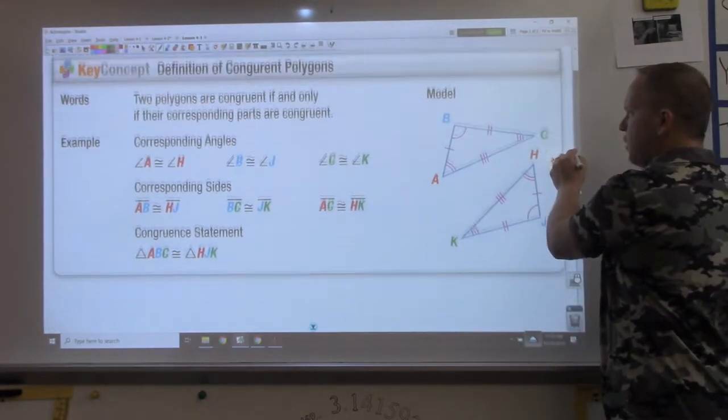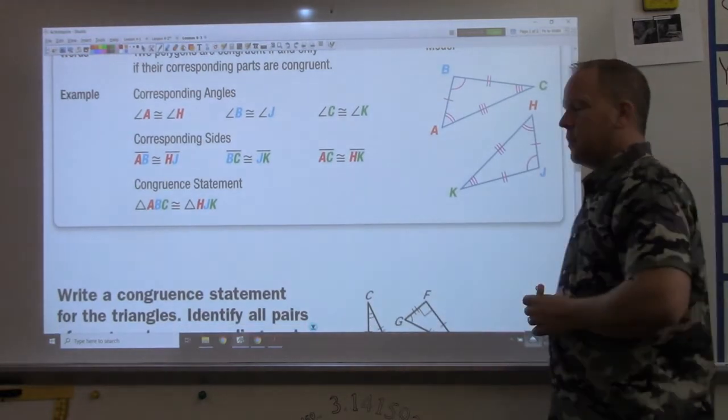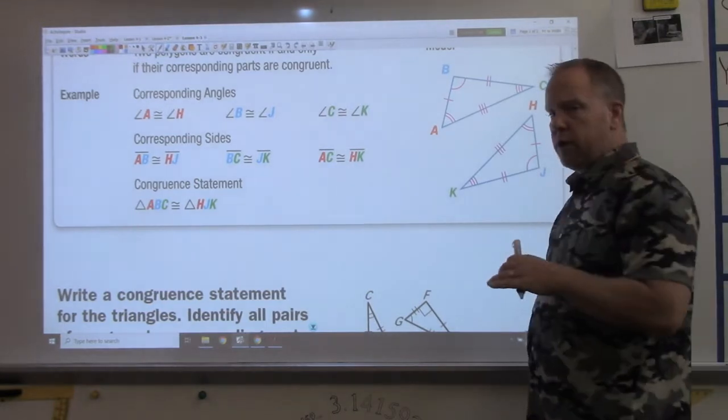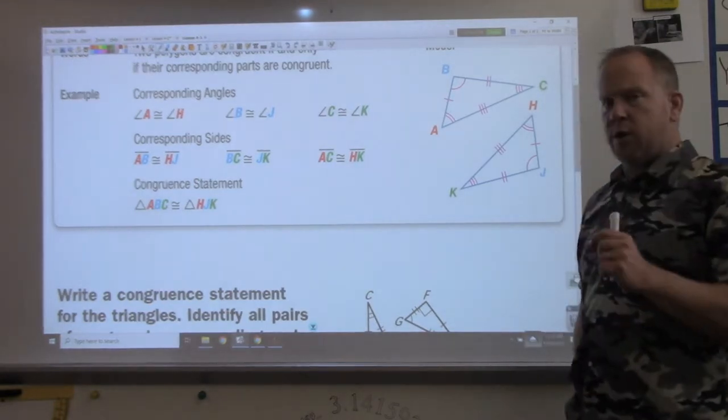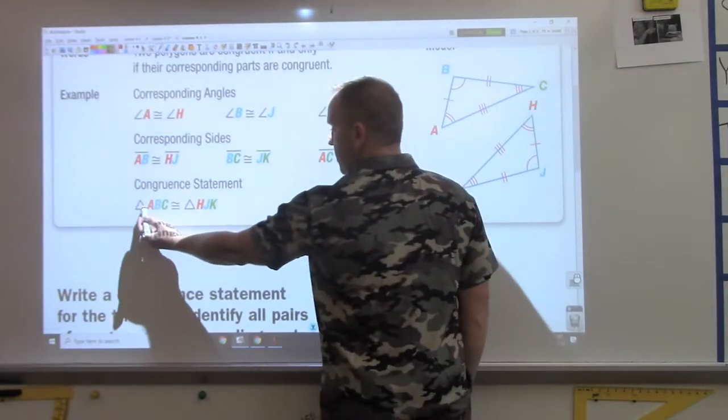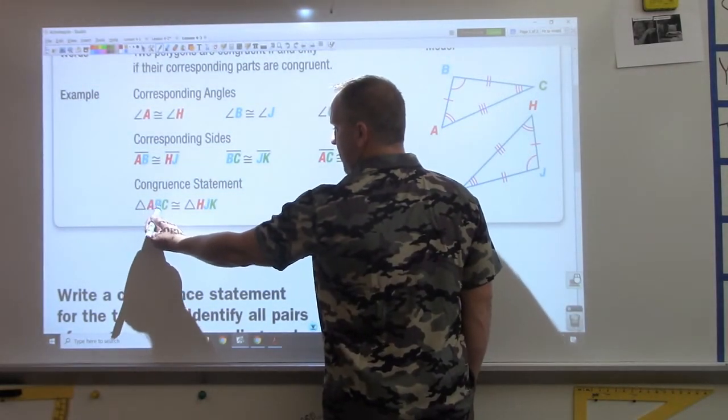Because when I get down to my congruence statement, which you're going to have to learn how to write, you're going to have to write your own congruence statement, you're going to name a polygon, right? You're going to have 2 polygons. The first one you name, you can name it in any order you want. I don't care what order those letters are on. This one happens to be triangle ABC.